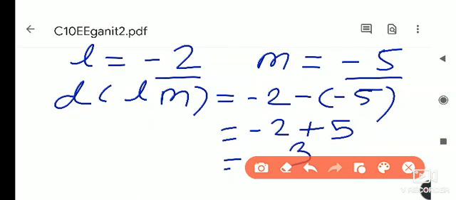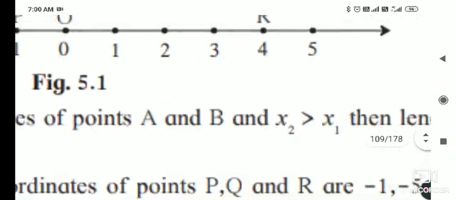Sometimes some students get confused here also. If it is plus 2 here, which is the greater number? Here also 2 is greater than -5. So plus 2 minus -5, minus minus will be plus, so 2 plus 5 is equal to 7, that is the answer. In this way we have to find the distance between any two points on a number line.